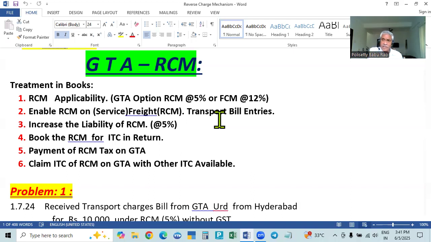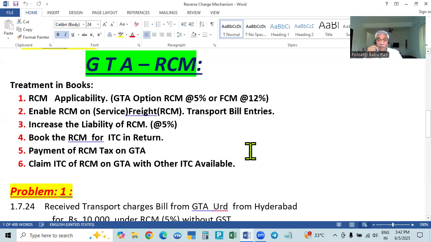If you have any ITC, that can be adjusted. But for that RCM liability, cash amount is to be paid. Input tax credit cannot be adjusted against it. That can be adjusted against any other liability, I mean, the asset that is ITC, and liability can be used. Okay. So before filing, you have to pay the RCM tax.